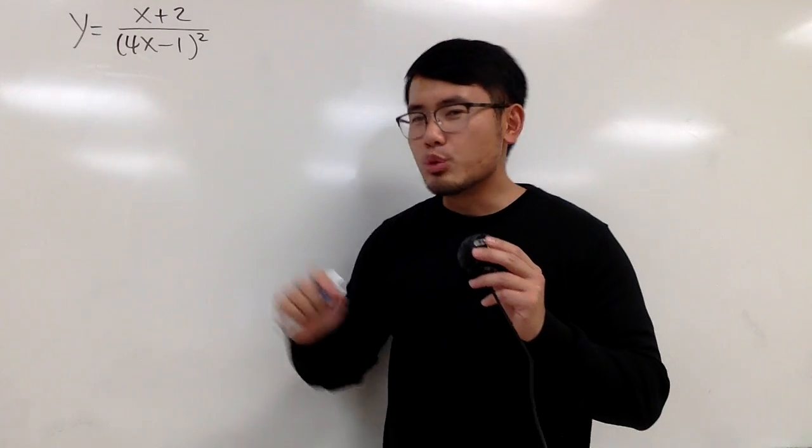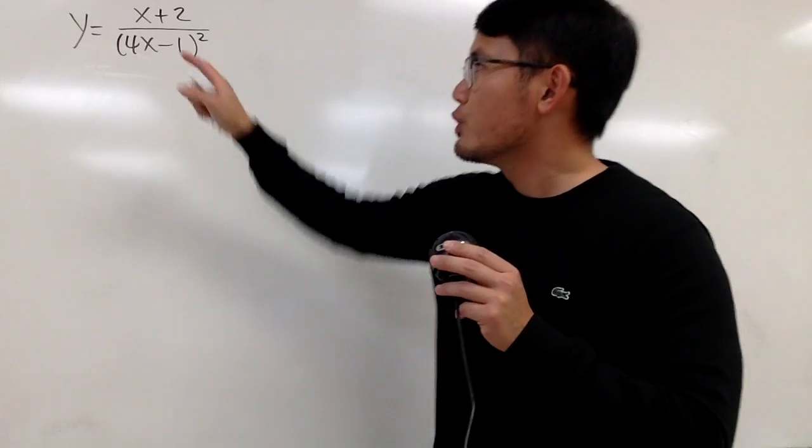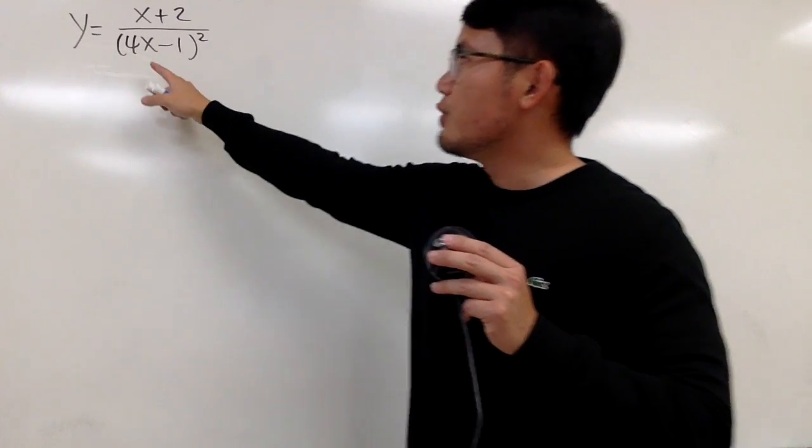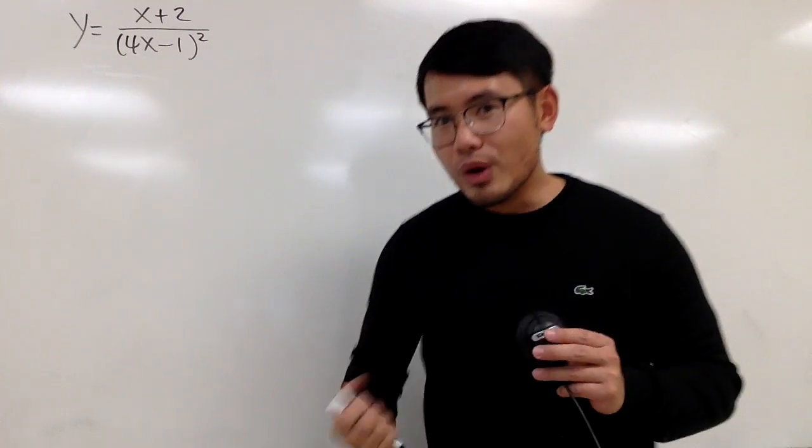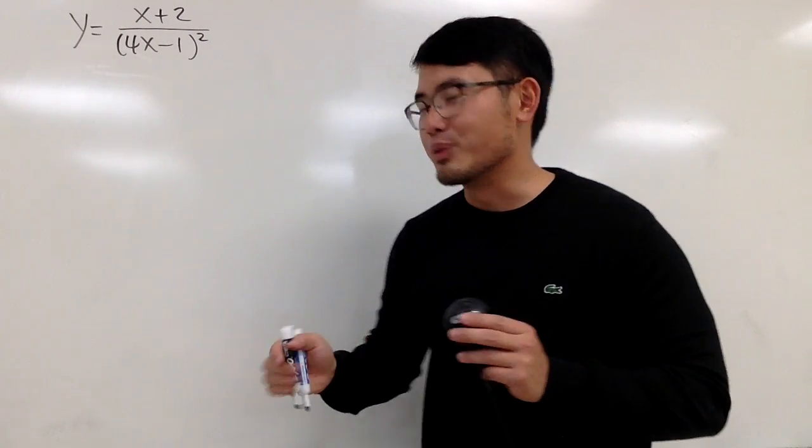Okay, we are going to find the derivative of this function here, y is equal to (x + 2) over (4x - 1) squared. Well, we are going to use the quotient rule, so let's get to work.